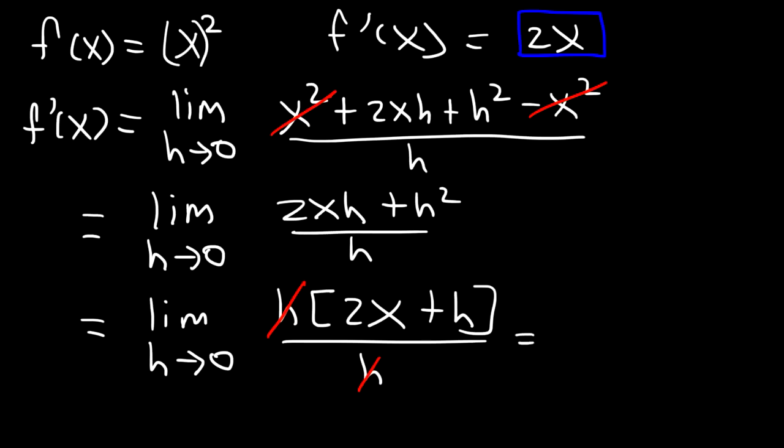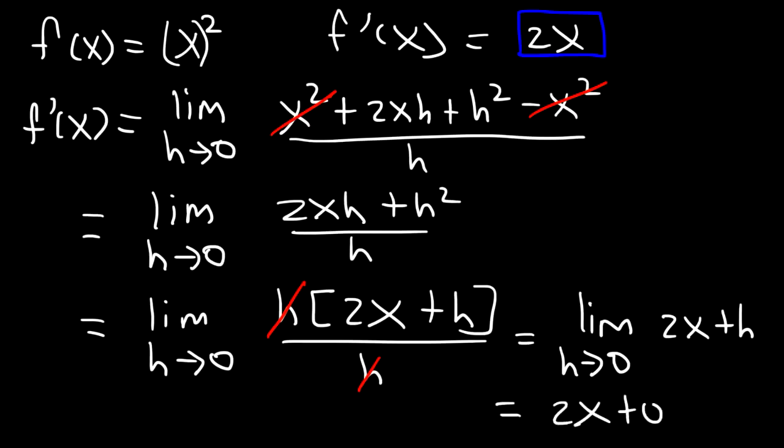And so now what we have left over is the limit as h approaches 0 of 2x plus h. Now we need to rewrite the limit until we substitute h with 0, which we can now do. So it's going to be 2x plus 0, which is 2x. And as you can see, these two answers match. So that's how you can use limits to find the derivative of a function.